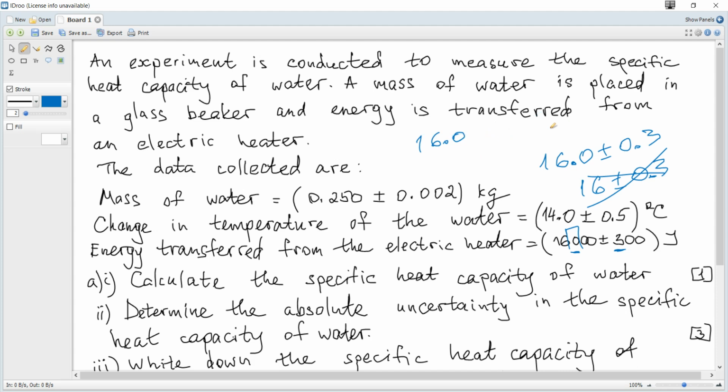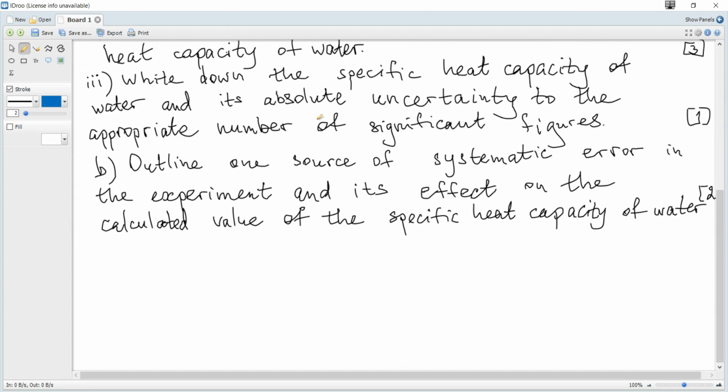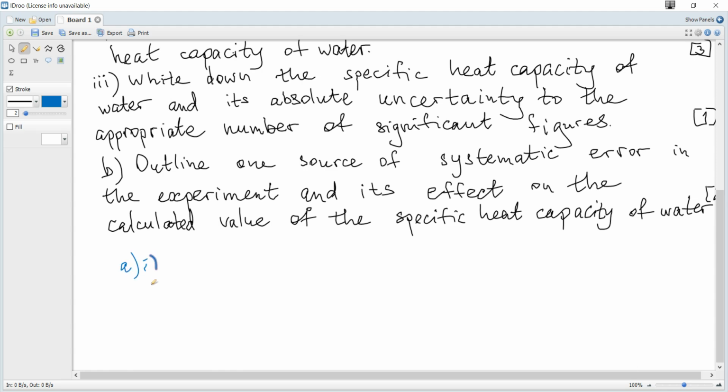So the first question: calculate the specific heat capacity of water, just using a formula. It is given in the data booklet, and it's what energy Q is equal to. It's c m delta T, where c is the required specific heat capacity, m is mass, and delta T is change in temperature. We can calculate the required specific heat capacity.